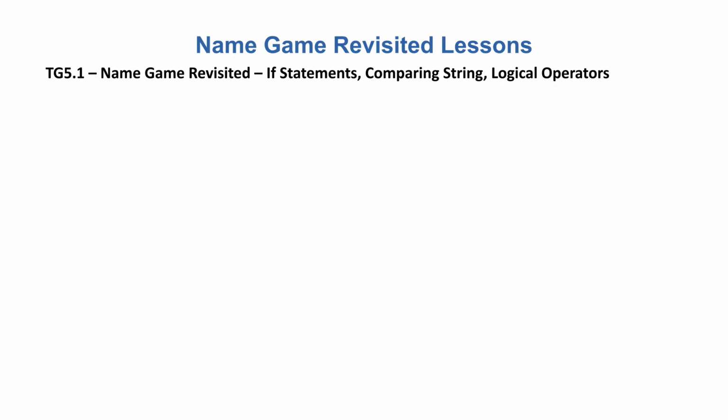This is lesson TG5.1, where you'll learn to use if statements to compare strings that are equal or contain certain letters. If statements let you run one block of code if a condition is true and another if it's false. In this lesson, you'll check if a string is equal to, starts with, ends with, or contains another string. You'll then print different messages for different names.